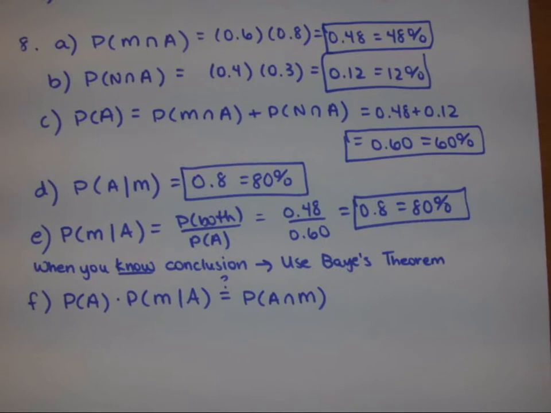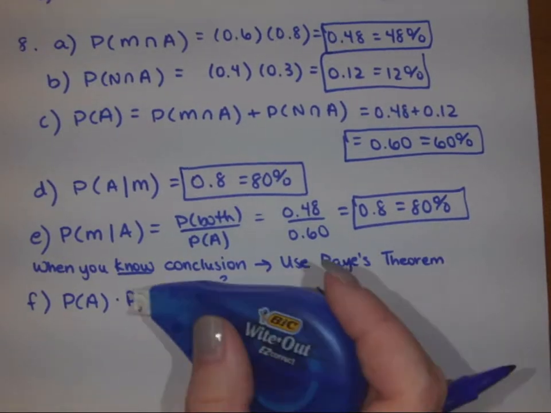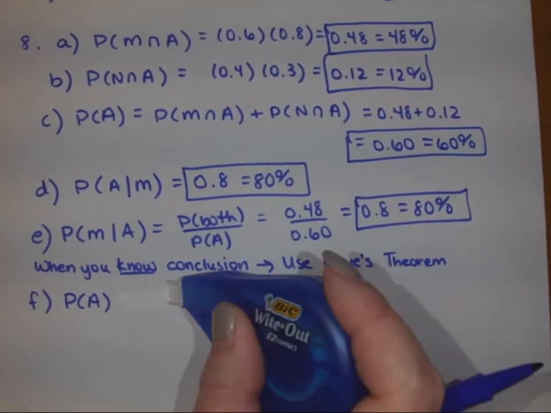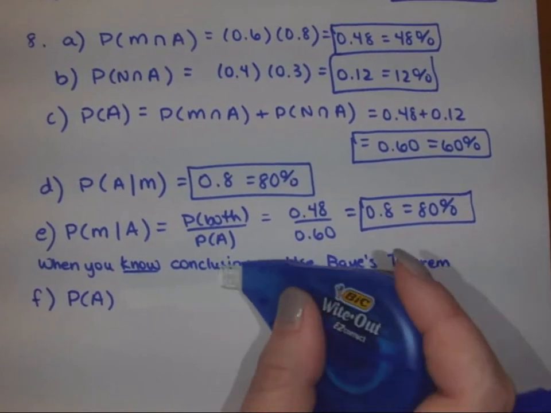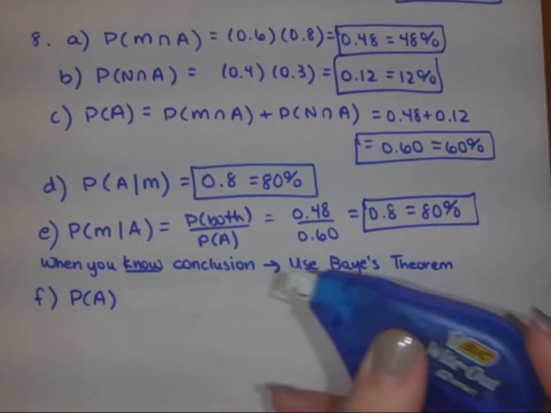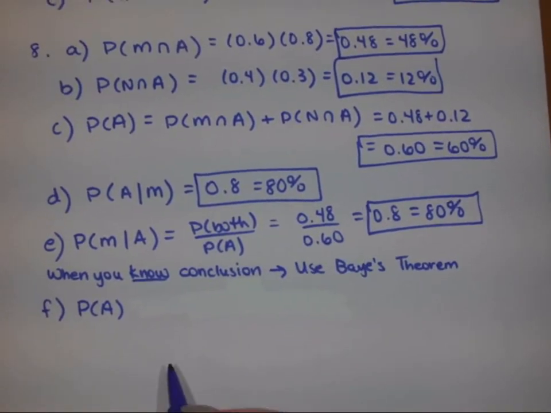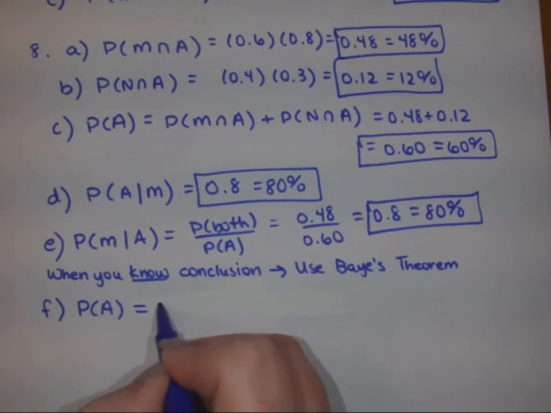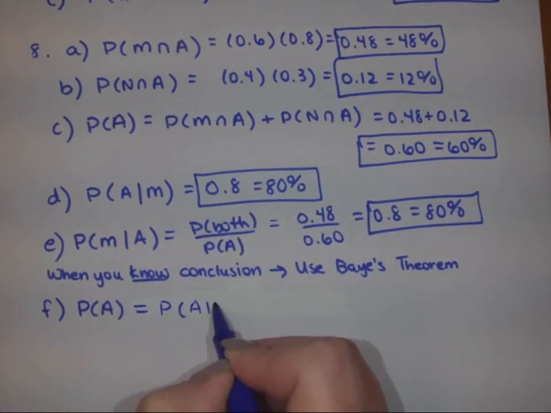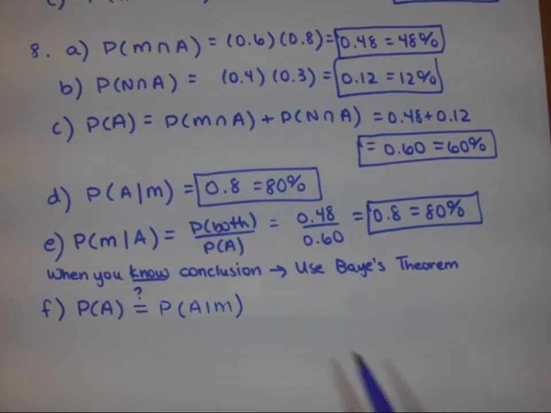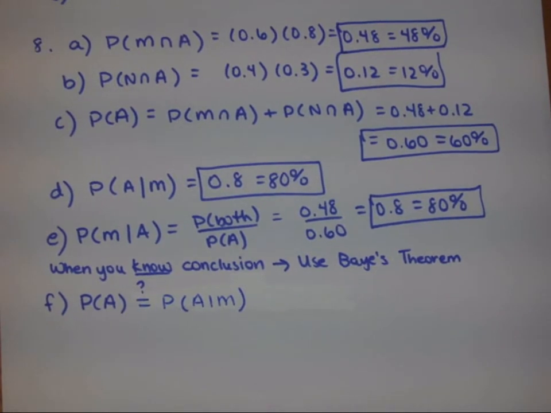So we would, sorry, that's actually not quite right. Actually, this is what we're trying to prove. This is an easier way. So what we're trying to prove is that the probability of A equals the probability of A given M. Sorry about that. So I'm going to put a question mark here because we're not sure that's true, because we have all of these values, and that's why I want to do it this way.